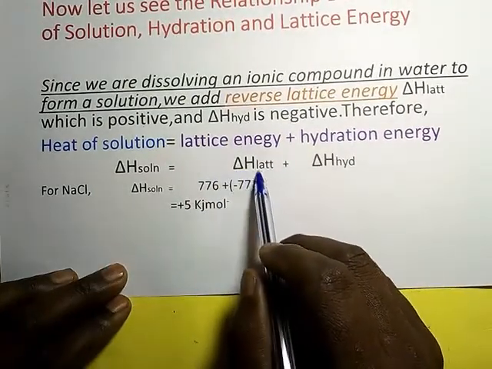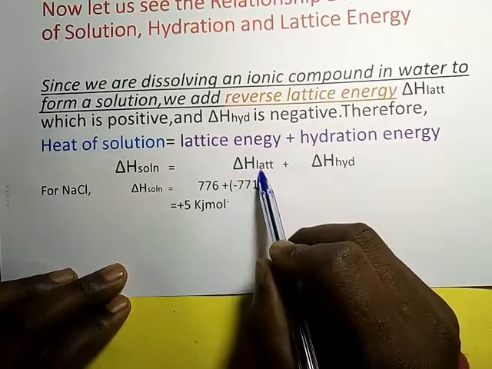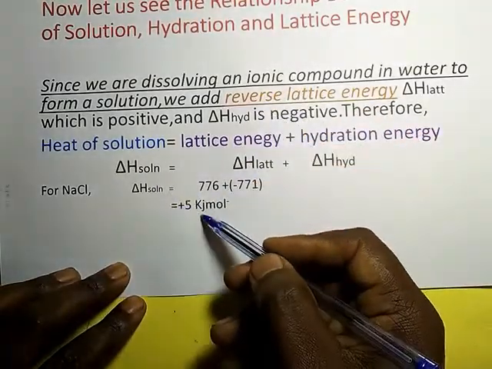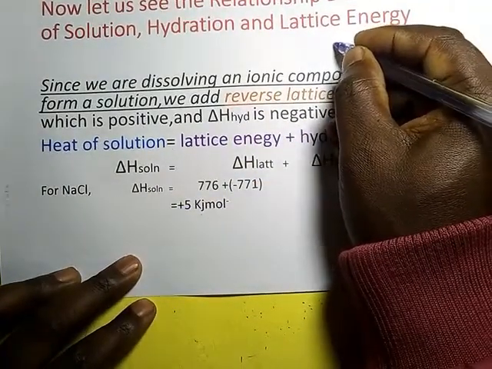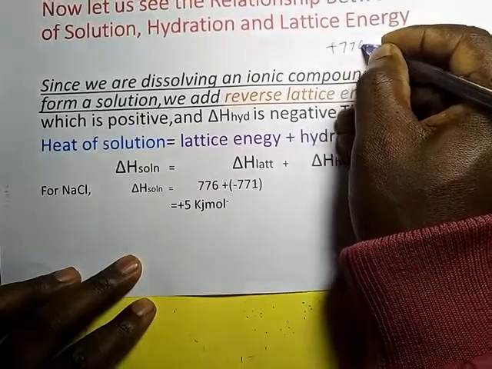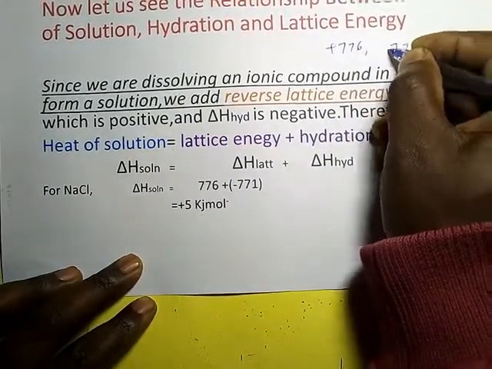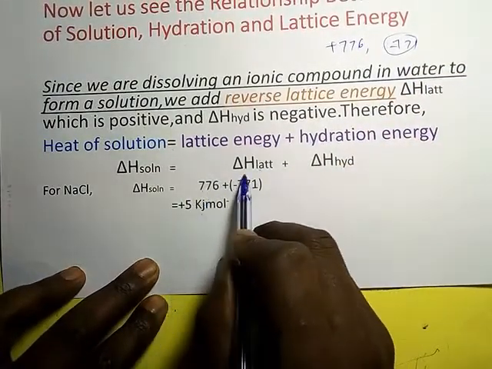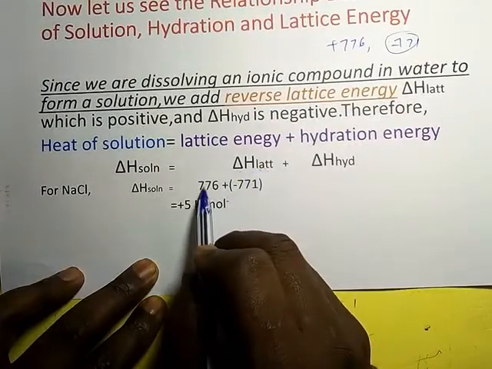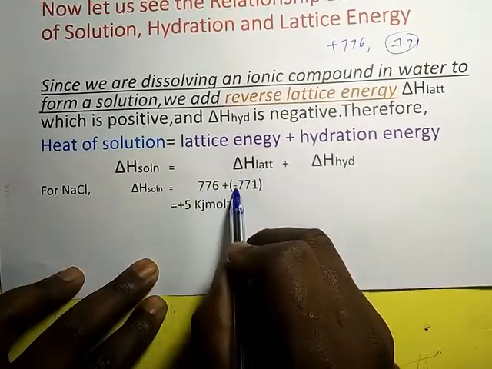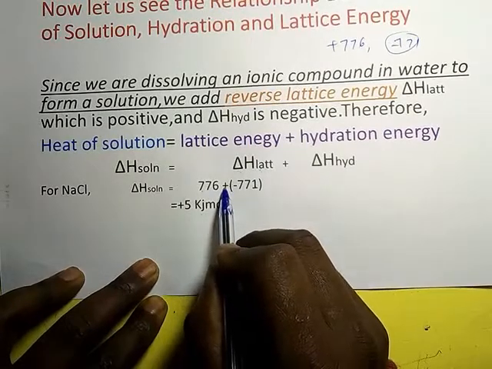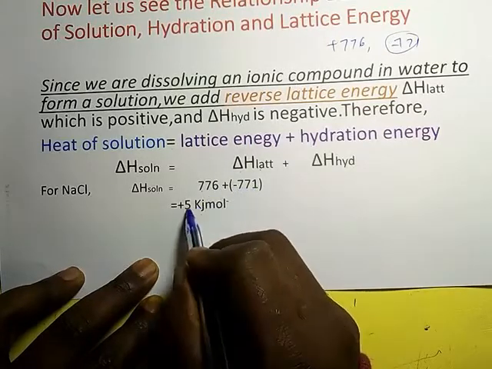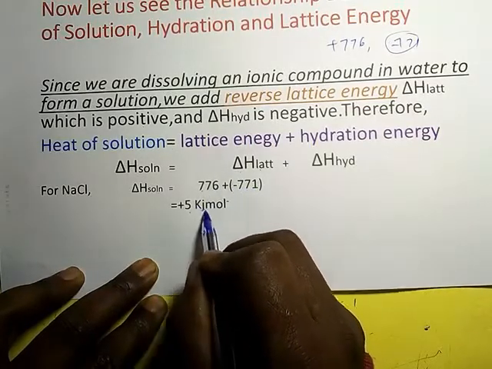Enthalpy of lattice energy plus hydration. Now for sodium chloride, you saw that the reverse lattice is positive 776 and the hydration is negative 771. So we just add: enthalpy change of lattice is 776 plus minus; positive times negative is negative. So it is 776 minus 771, which will give us positive 5 kilojoules per mole.